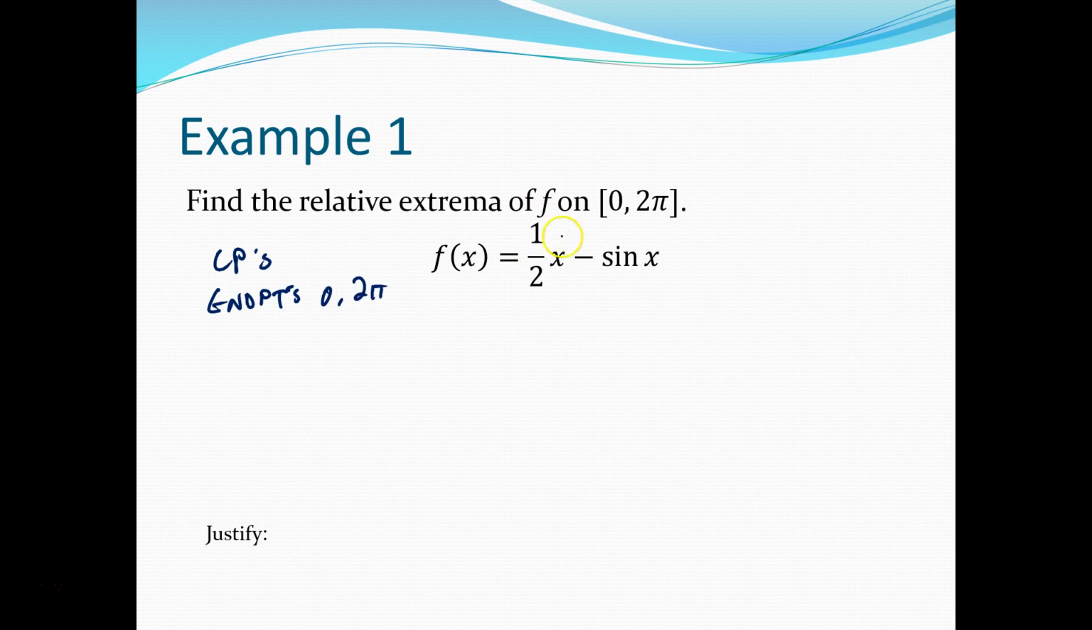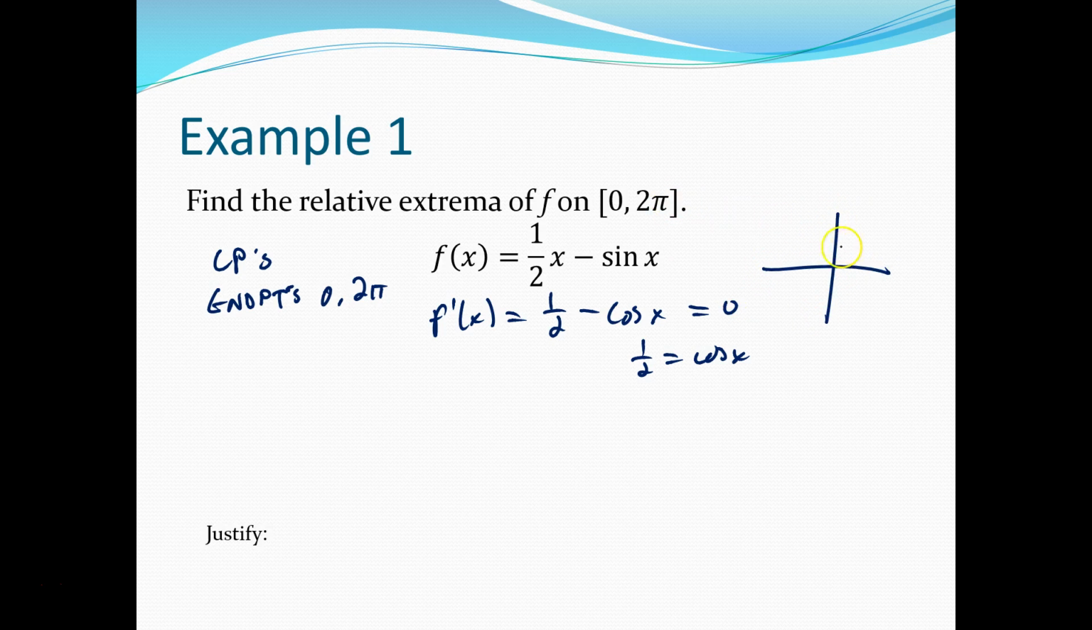Let's see what we can find for our critical points. To do that, we have to take the derivative, f prime of x, which is just 1/2 minus cosine x. So we have to figure out when that's equal to 0. That's going to happen when 1/2 is equal to cosine x. We're going from 0 to 2 pi, and we need a positive 1/2, so it'll be on the right. That'll happen up here at pi over 3. That's where cosine is the shorter distance, that's 1/2. And down here at 5 pi over 3. So those are our two critical points, pi over 3 and 5 pi over 3.